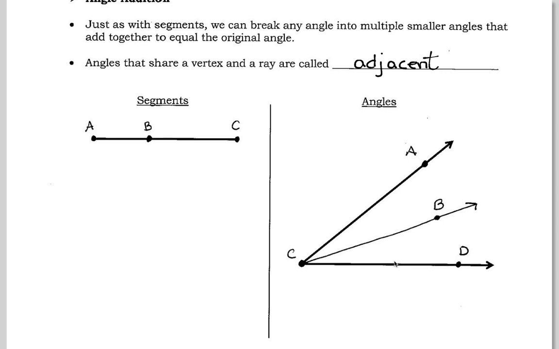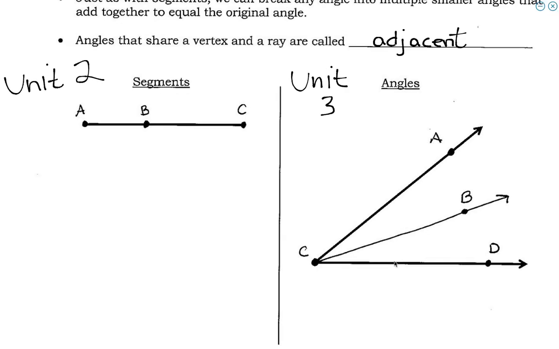So, Unit 2, Unit 3. In Unit 2, we would say that this segment plus that segment equals that segment. So AB plus BC equals AC.